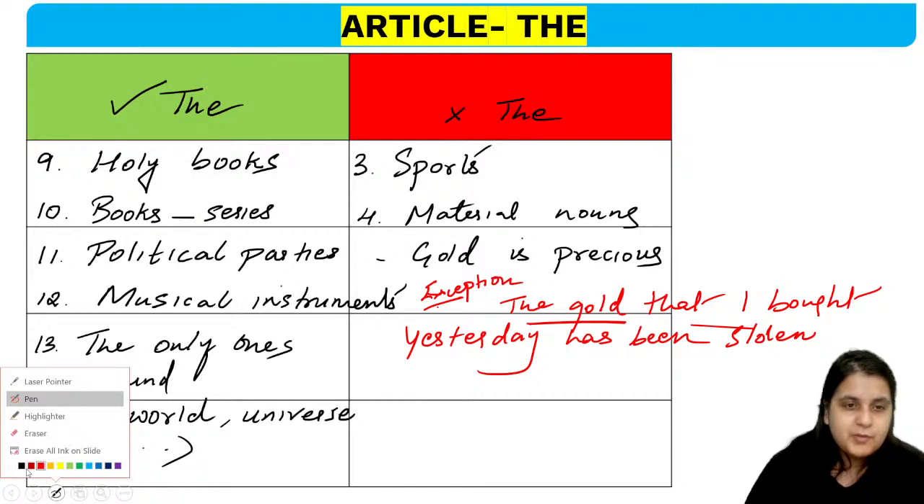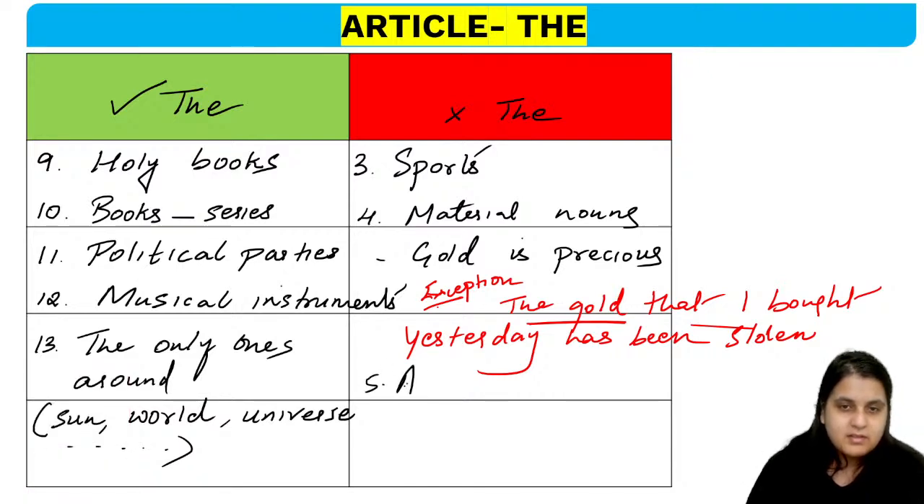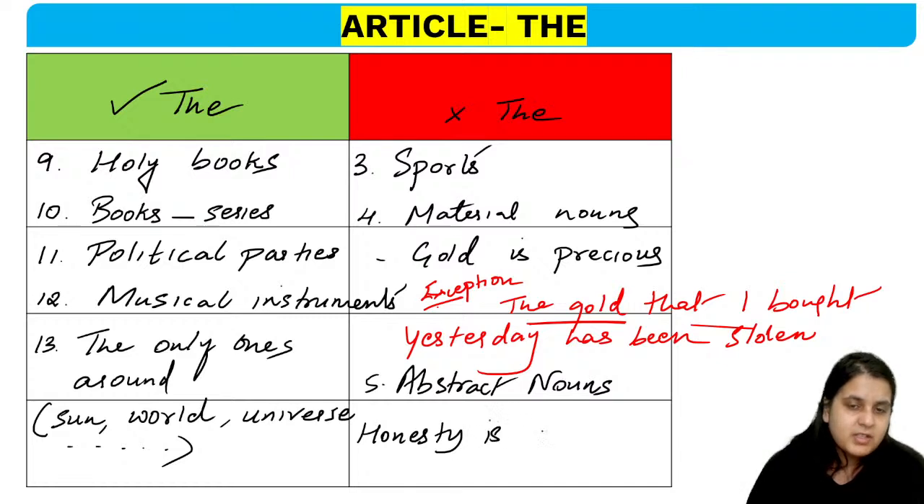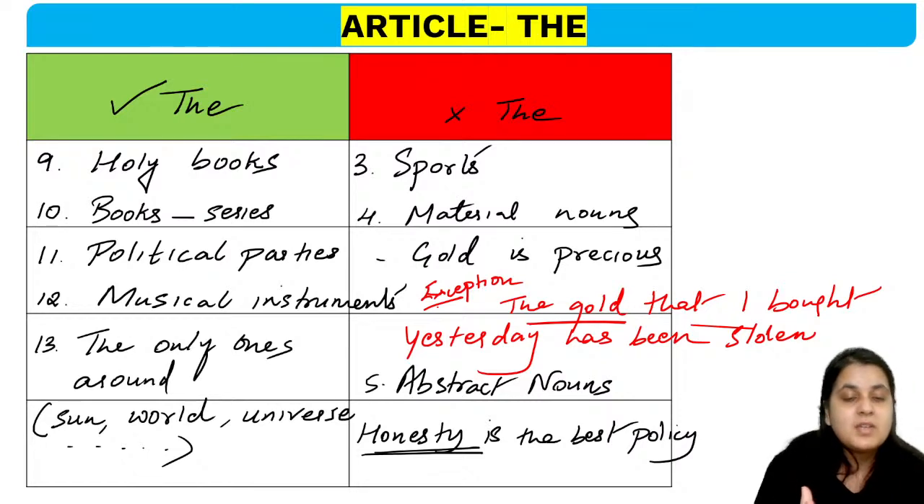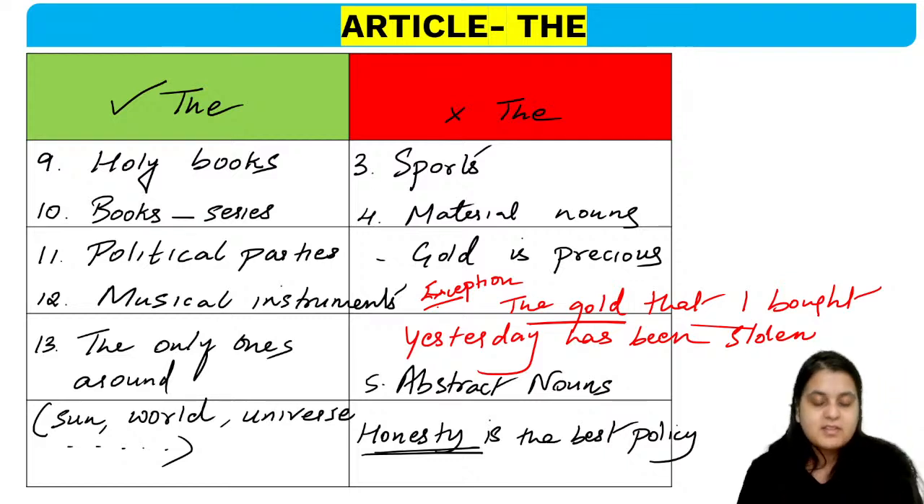We don't use the before abstract nouns. For example, you say honesty is the best policy. You don't say the honesty is the best policy. You just say honesty is the best policy. Okay, it's an abstract noun. Unless and until you're referring or giving it a special emphasis. For example, the honesty with which he answered the questions is phenomenal. So why do I say the honesty there? Because I'm giving it special emphasis.